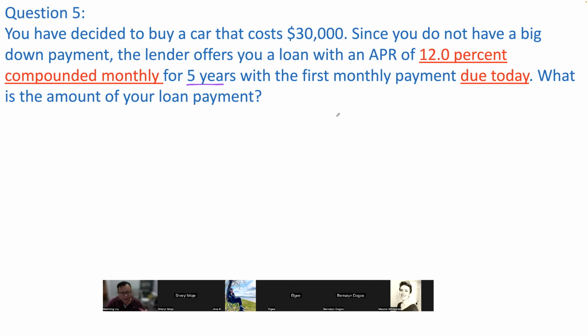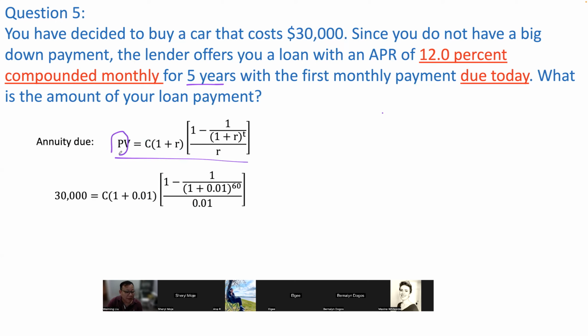So in this case, you know the present value. The car is worth $30,000. You don't have any down payment, so you need to get a loan of $30,000, right? So that's the present value of your future payments. And the first payment is due today, so that's an annuity due, right? This is the annuity due formula.